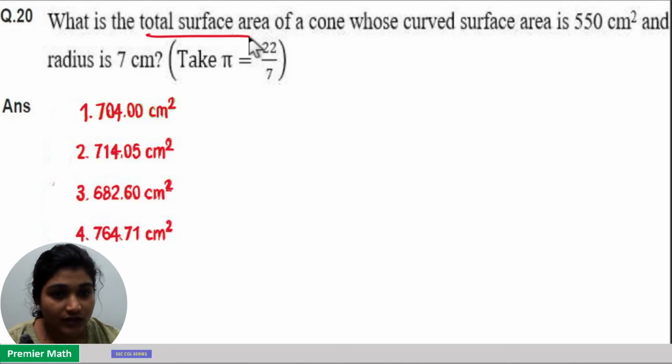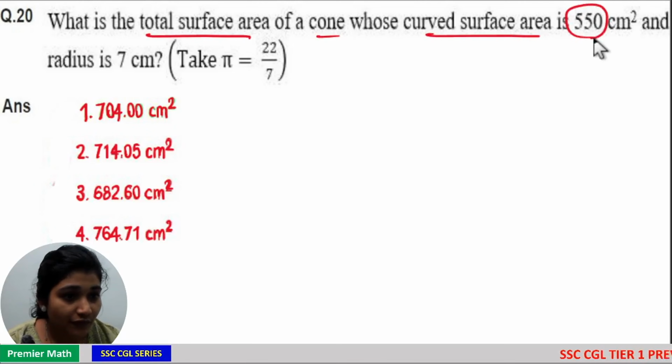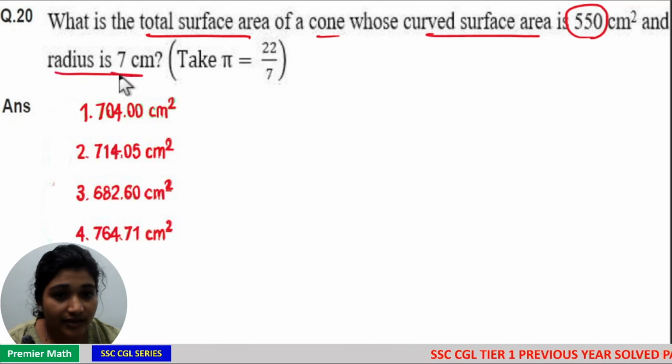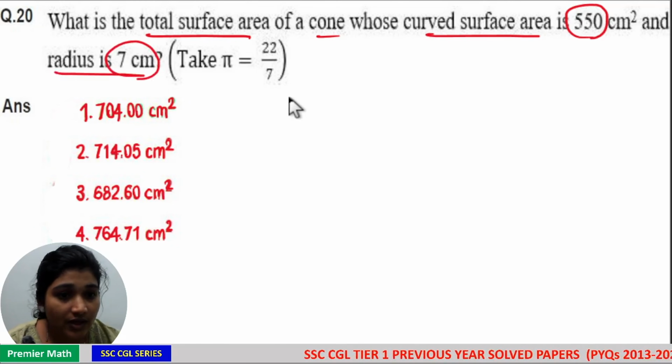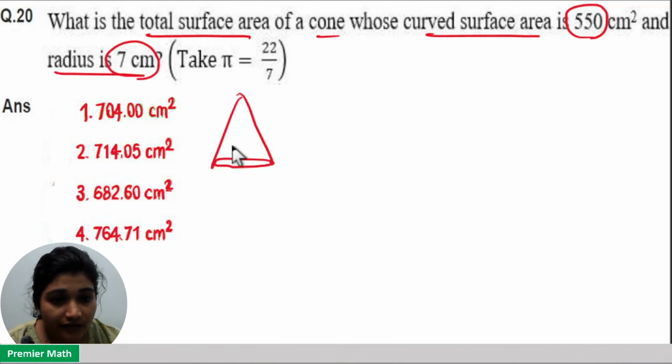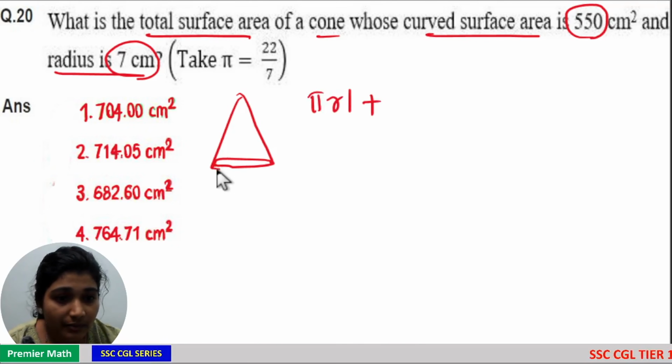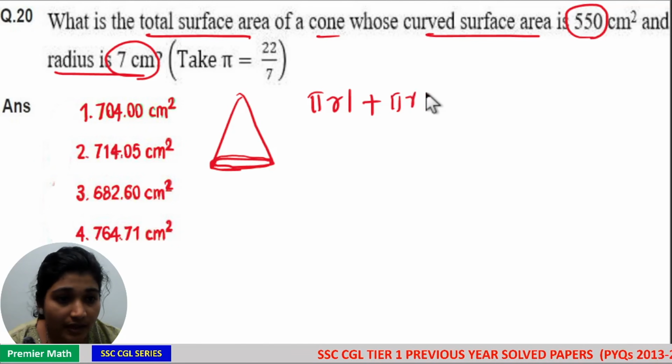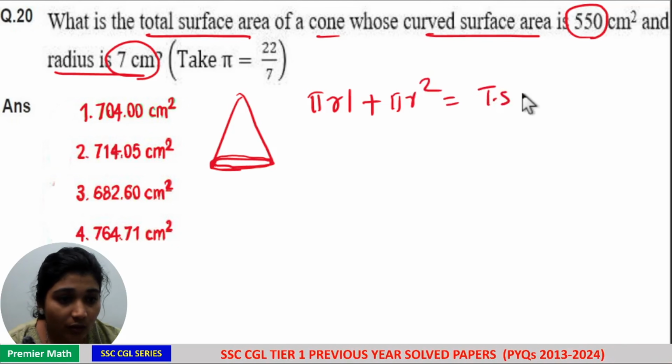What is the total surface area of a cone whose curved surface area is 550 centimeter square and radius is 7 centimeter? Here, cone curved surface area means this part. This part is equal to pi RL. Pi RL plus the base area, which is equal to pi R square. So this is the total surface area.